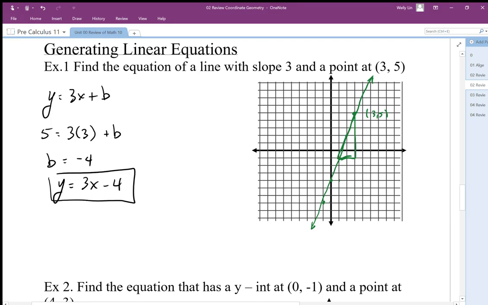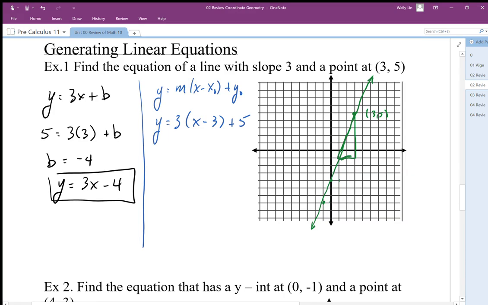Now in grade 11 and 12, we should start transitioning towards the point slope form. And the point slope form looks like this. This is the form we use in calculus almost exclusively. It is y equals m times (x minus x naught) plus y naught, where x naught, y naught represents some point, and m represents slope. If I have the slope 3 and I have a coordinate, x is 3, y is 5, I just plug it in like that, and then I'm done. I just put in my slope and my point, and I'm done.